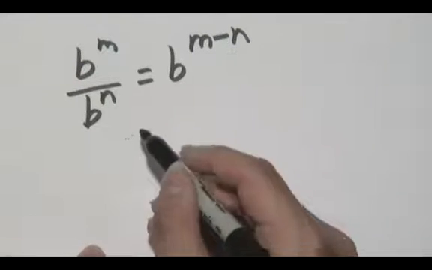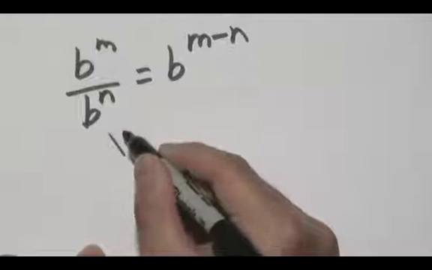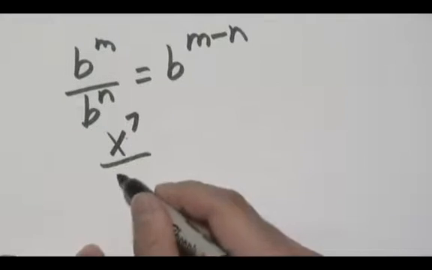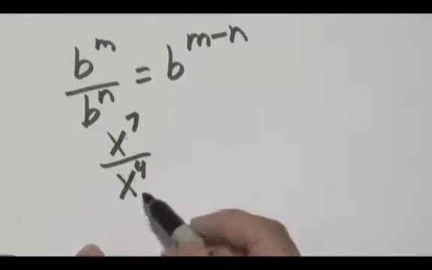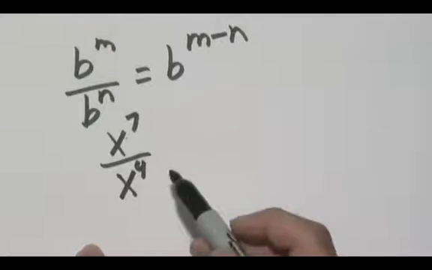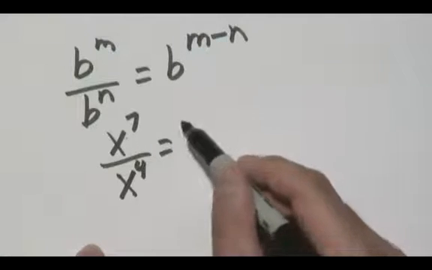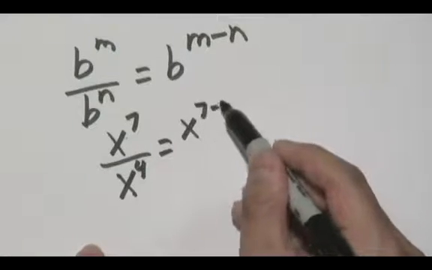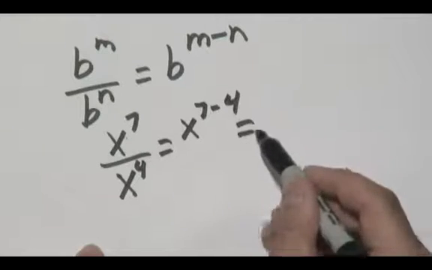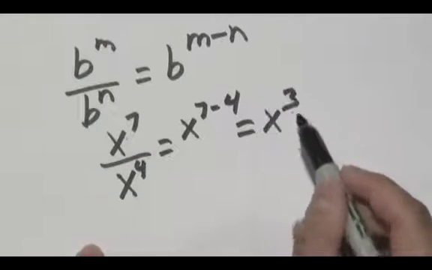So hypothetically, if you want to use this rule, if you have x to the 7th divided by x to the 4th. Now remember, if this was y to the 4th, you can't do it. The bases have to match. Then you would do x to the 7 minus 4, which would be x to the 3rd power.